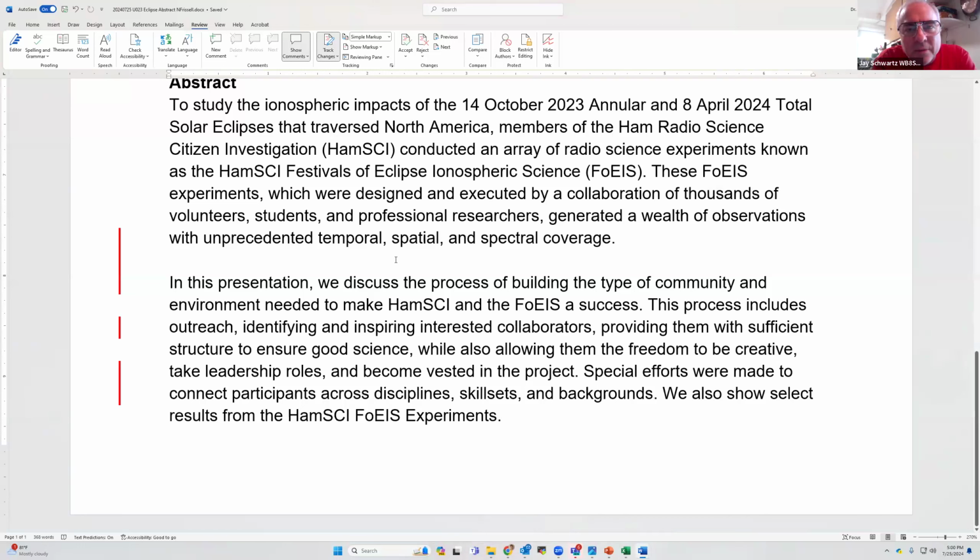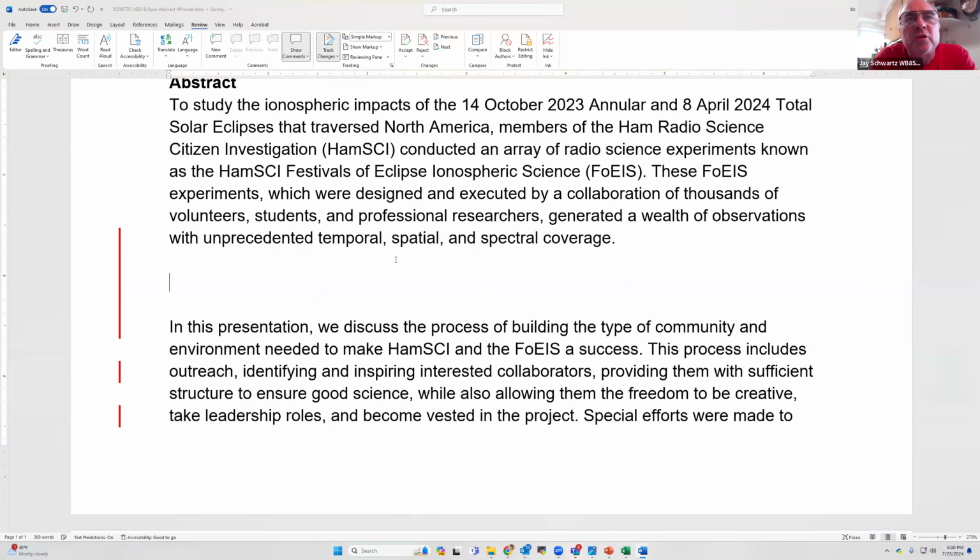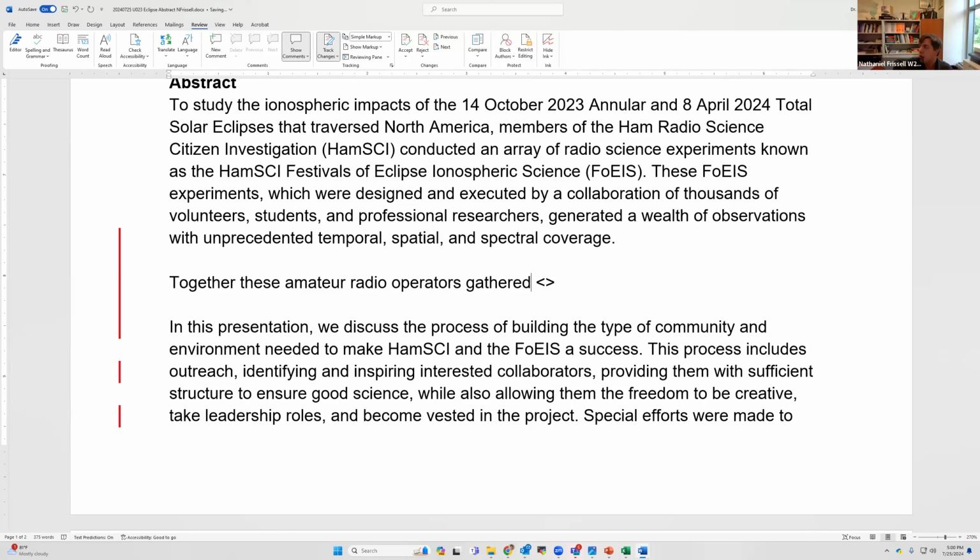I'm thinking out loud now, and this is just a proposal as a starting point, version 0.1: together these amateur radio operators gathered approximately 57 million data points. Is that the right number? Gathered approximately 57 million data points across the radio frequency spectrum, and from across North America and the world. Or maybe you could also say that this collaboration yielded 57 million, and then you're incorporating everything, and you can expand it later.